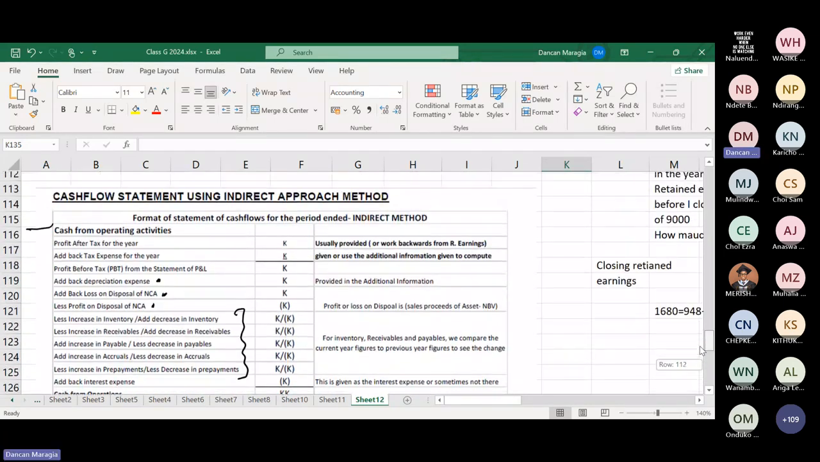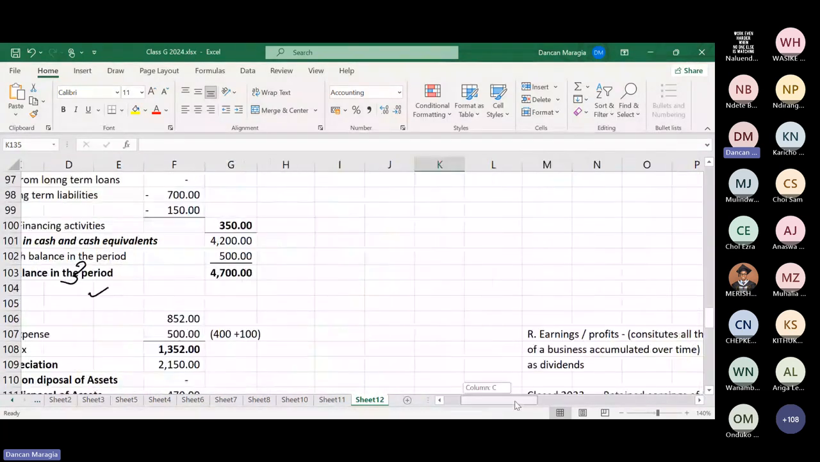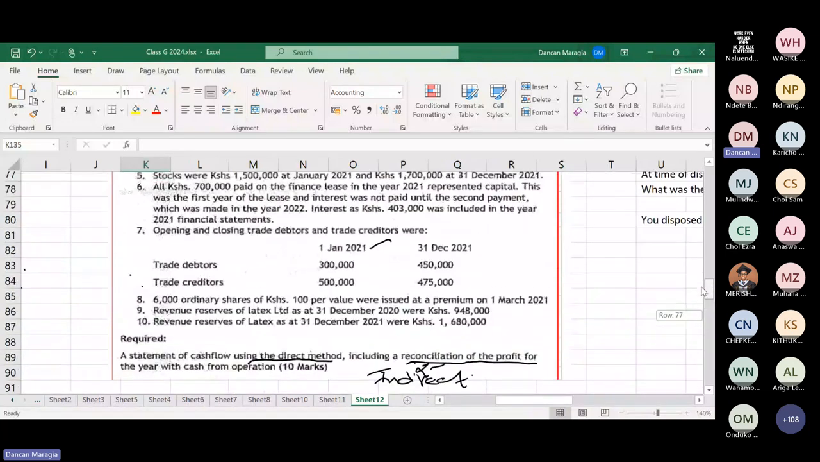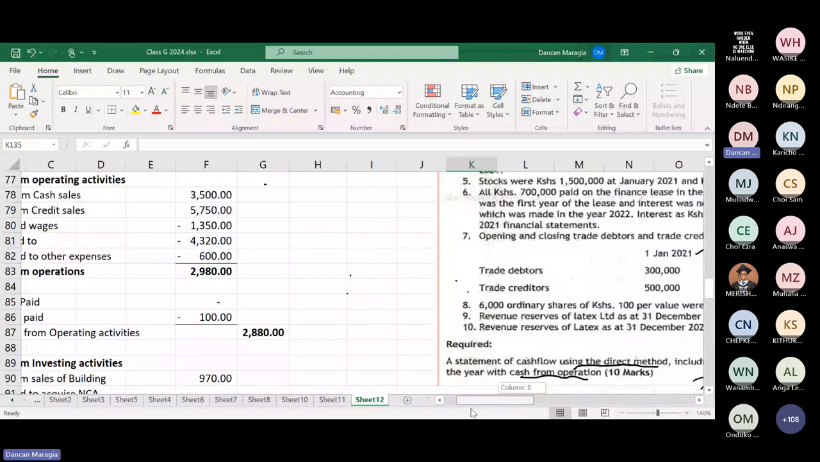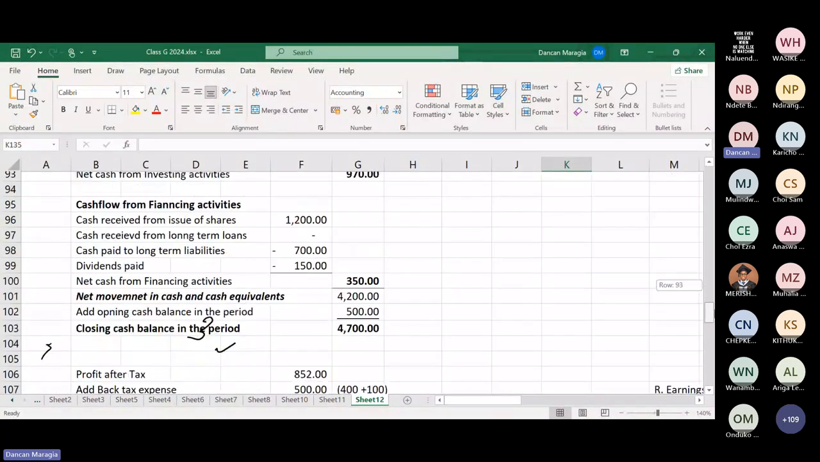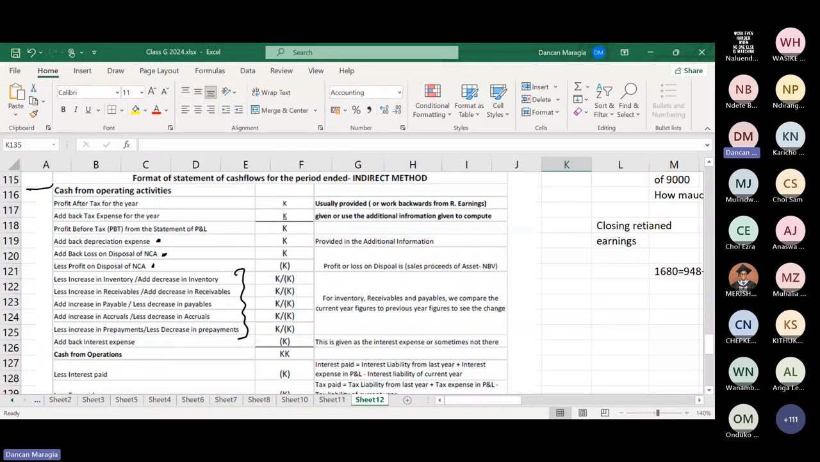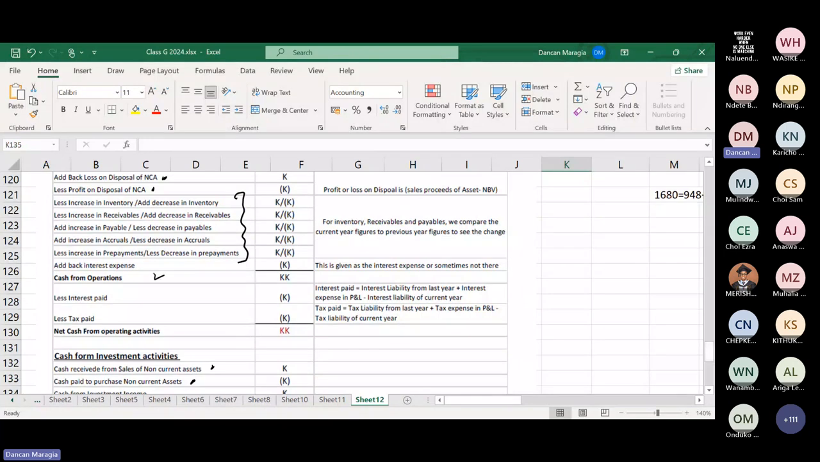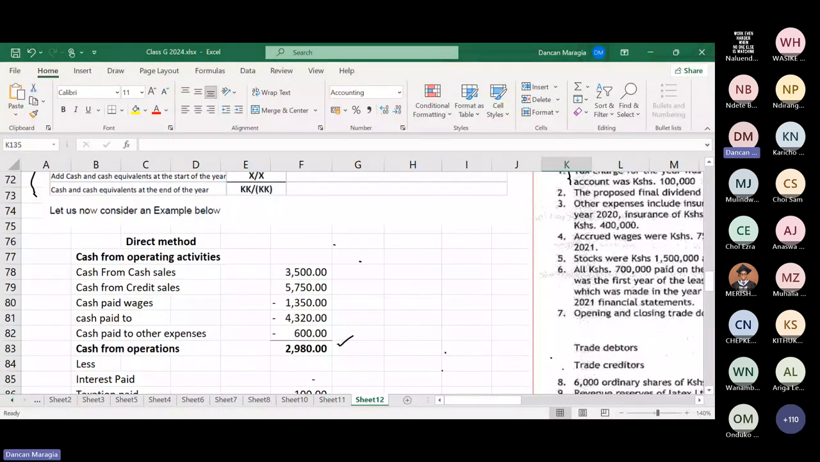So, to continue with the question, remember, it's the question we were still going on with, so that you don't lose track. We were doing a reconciliation of the profit for the year with the cash from operations using the indirect method. A reconciliation of profit for the year with cash from operations. And under the indirect method, you take a reconciliation of profit after tax for the year with the cash from operations, which is the one that is given here under the direct method. Already we have got it as 2980.